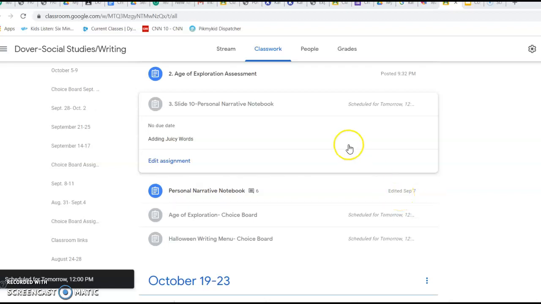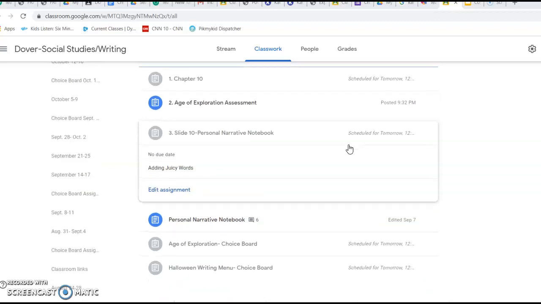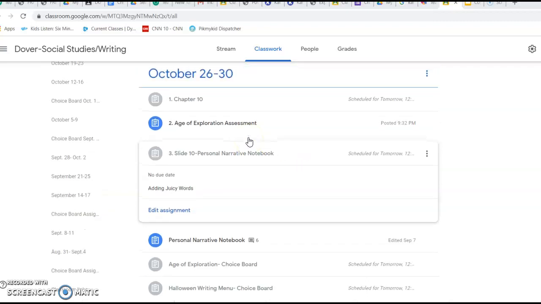So we have finished our Age of Exploration unit for social studies. So I think the next about 3 lessons, let's do some writing to see if we can get our personal narrative work close to being finished, okay? So what you're going to do is we're going to work today on slide 10.